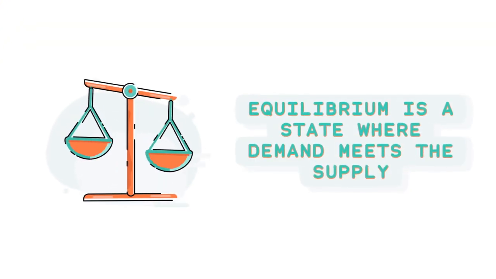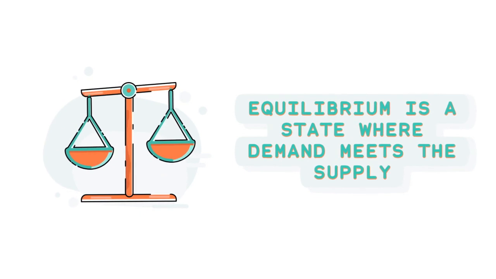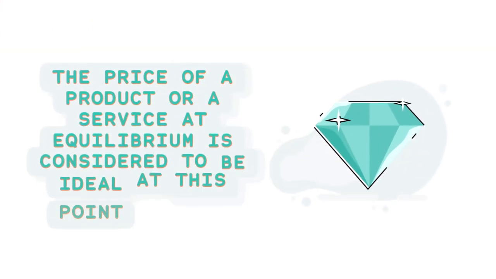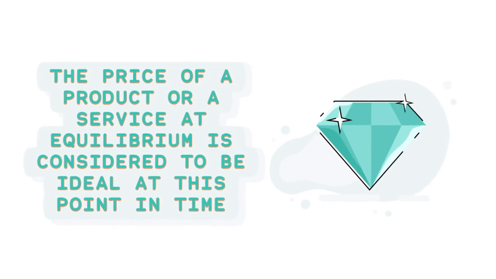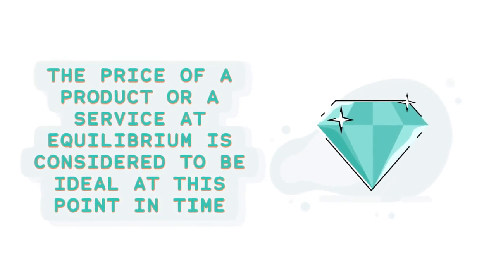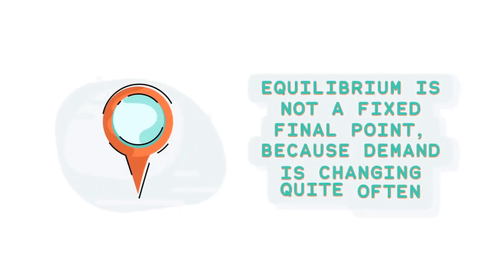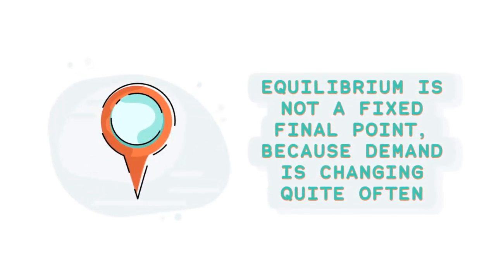Equilibrium is a state where demand meets the supply. The price of a product or a service at equilibrium is considered to be ideal at this point in time. Equilibrium is not a fixed final point, because demand is changing quite often.